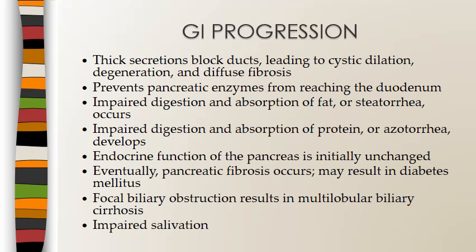Initially, from an endocrine standpoint, the pancreas is unchanged, but eventually over time the pancreas becomes fibrosed, and the result is often the children developing diabetes mellitus. You can also have focal biliary obstruction that results in multilobar biliary cirrhosis, and these children can also have impaired salivation. This can affect their digestion, because remember, in your mouth your saliva starts breaking down the food, so the inability to utilize nutrients starts right away with consumption.